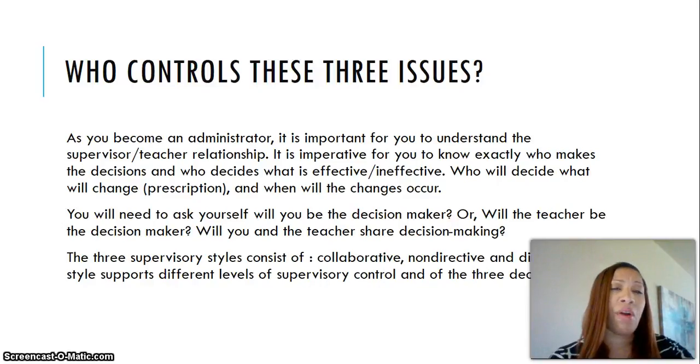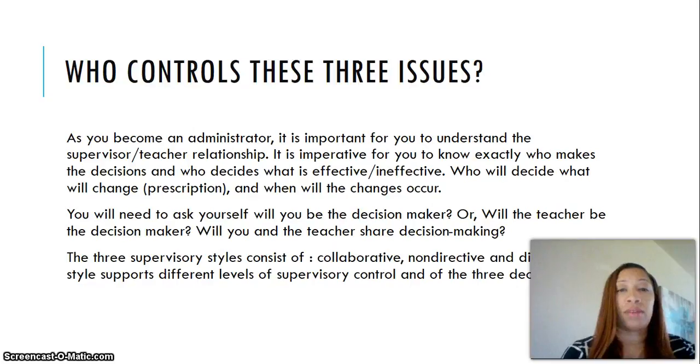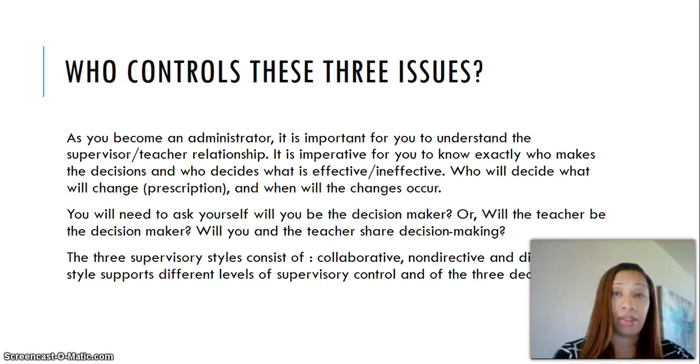There are three supervisory styles that consist of collaborative, non-directive, and directive. And each style supports different levels of supervisory control and of the three decisions. So let's talk about the directive supervision. Directive supervision is used when either the faculty member is very new and needs more directive guidance, or when the faculty member is struggling and needs close monitoring and or guidance. Okay, so in directive, it can go both ways.